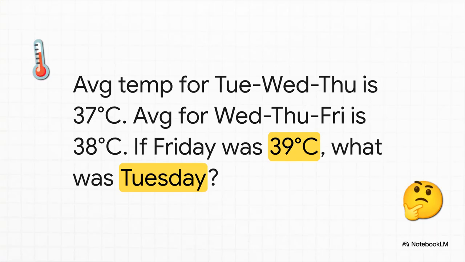Check this out. We have the average temp for Tuesday, Wednesday, Thursday. Then we have the average for Wednesday, Thursday, Friday. Notice what's happening. Wednesday and Thursday are in both groups. They're the common ground. The only things that are different between these two groups are Tuesday and Friday. That's the key to the whole thing. So, let's find the totals.